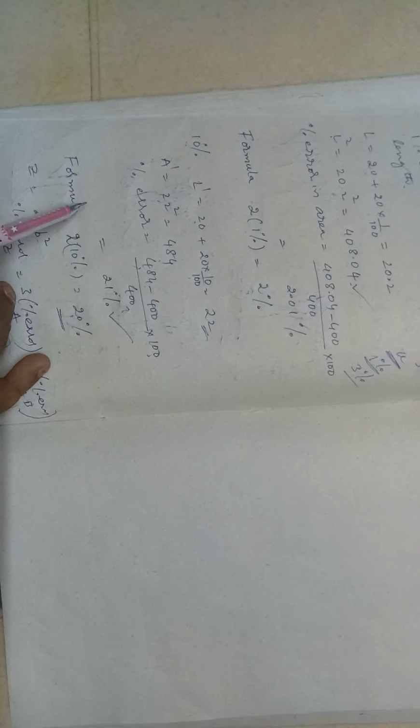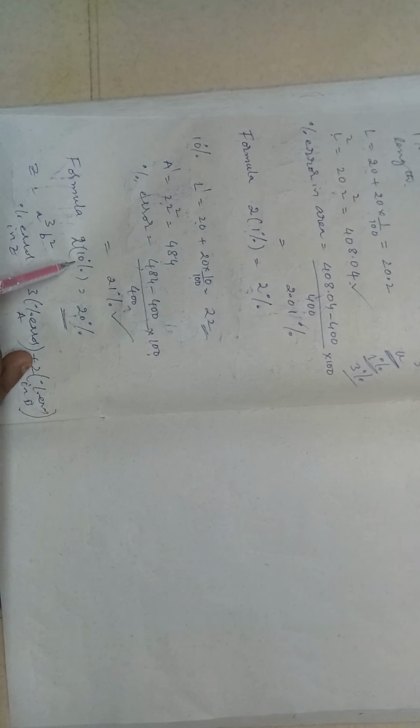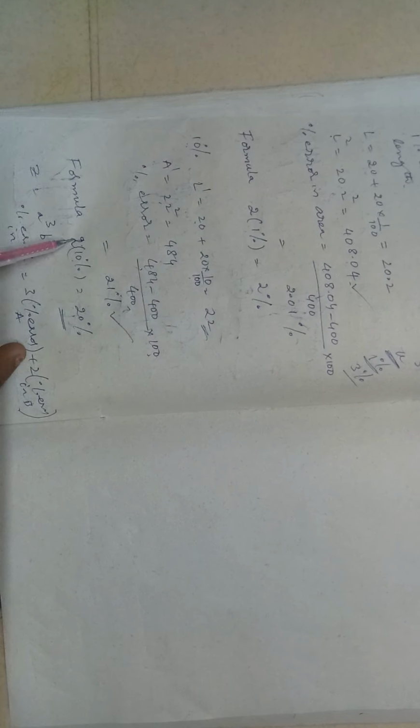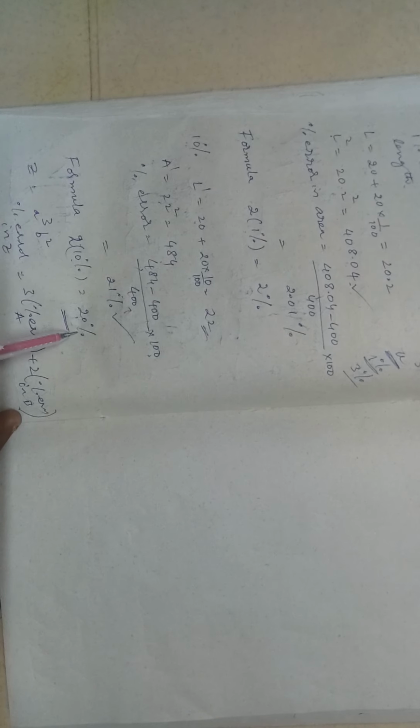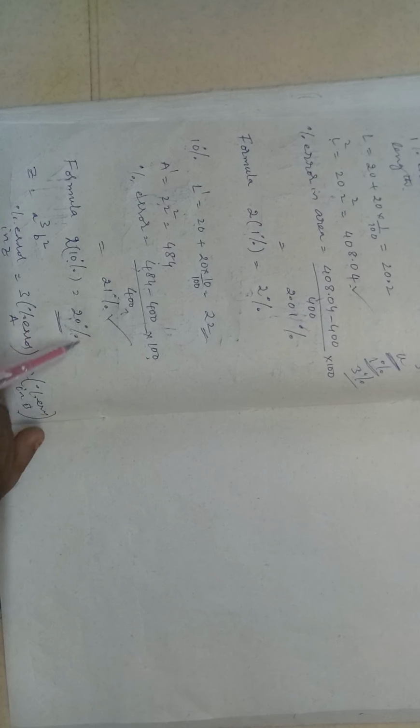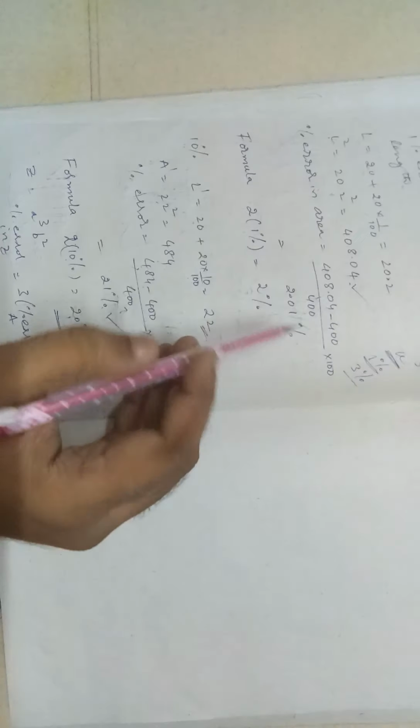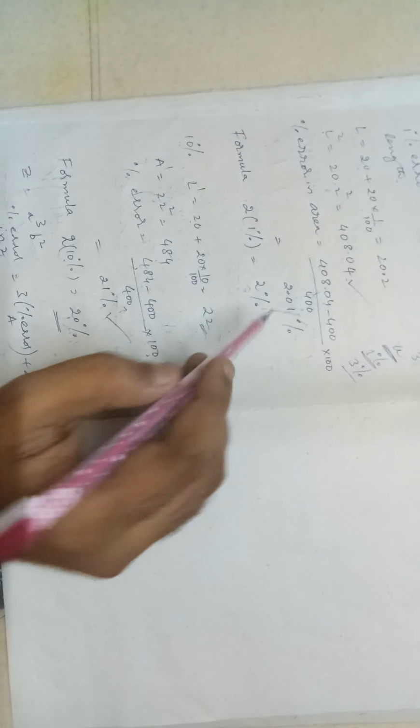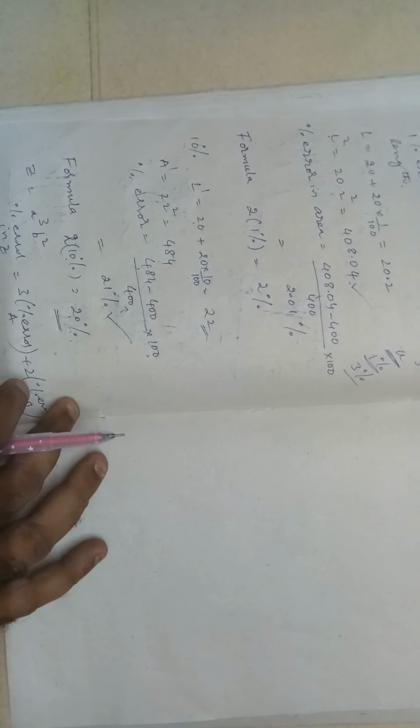If you use the formula, because 10% error is committed and this is area which is length square, it is 2 into 10%, 20%. You can see that these two values are not matching. When the percentage error is less, the answers are pretty close, but when the percentage is more, the answers are pretty far.